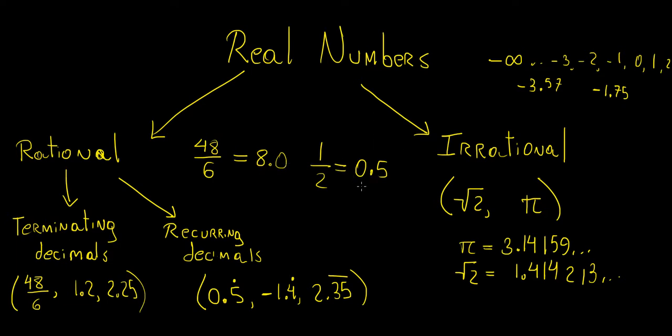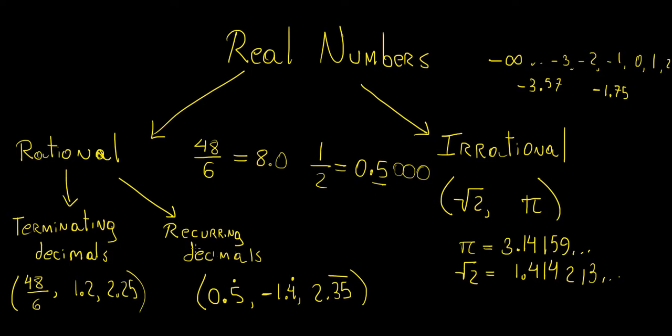The same situation happens with this one. You have 0.5 and it only has one decimal place. There's nothing after this. I mean, there's a bunch of zeros, but we don't really count those. So we say that it only has one decimal place. Other examples would be 1.2, 2.25, and pretty much any number that has a finite number of decimal places. Now there is another type of rational number, and this one is quite interesting because it has an infinite number of decimal places.